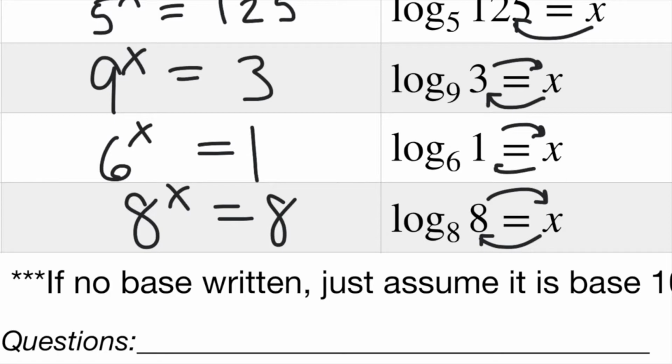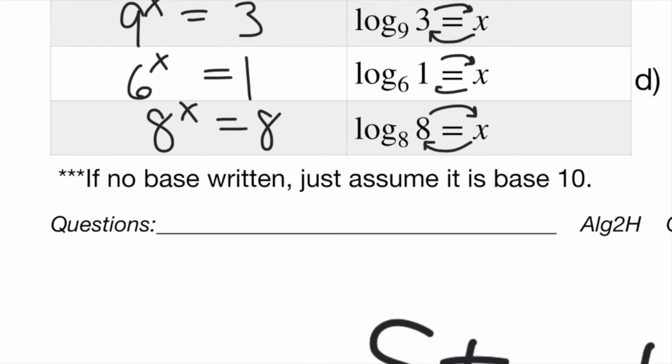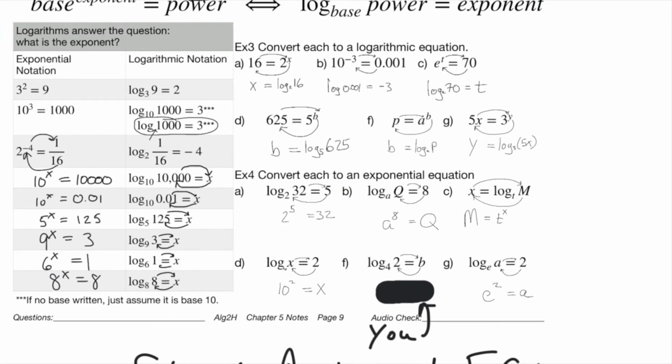And you might notice that if you read it in these forms, it's a lot easier to figure out what the answer would be. For example, 8 to the x would be just 8. X would have to equal 1 in order to make this equation true. So what is log base 8 of 8? That's equal to 1. And like I said before, if there's no base written, just assume it's base 10. It's the most common logarithm out there.